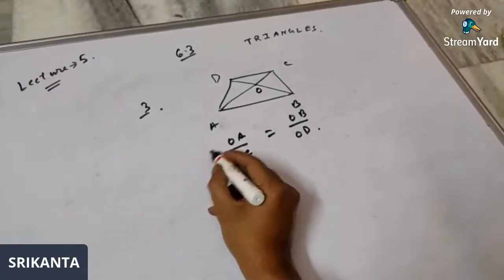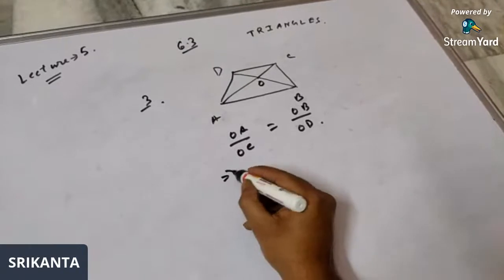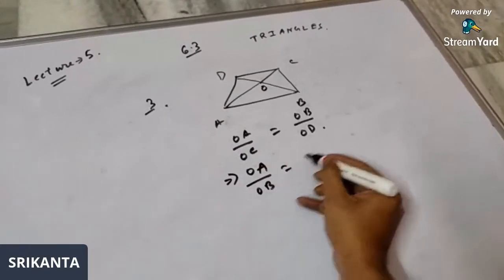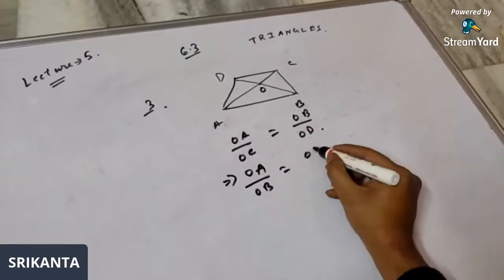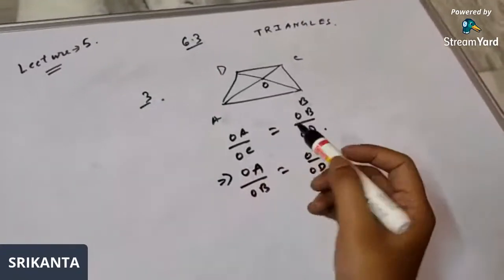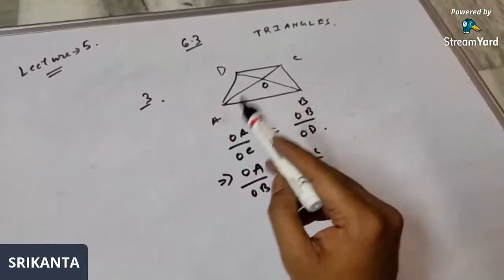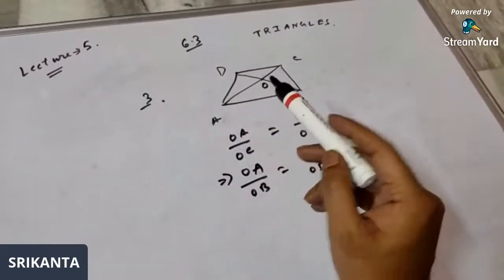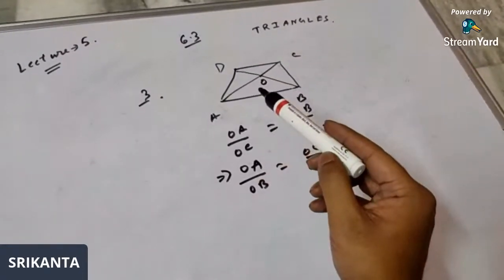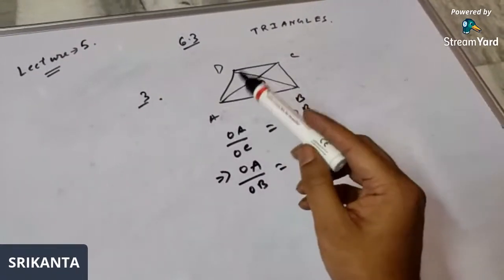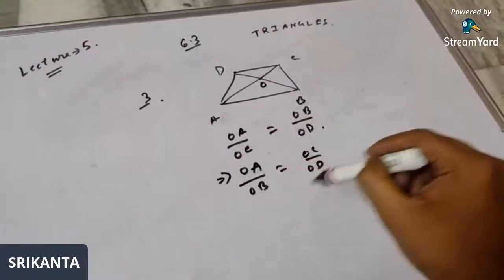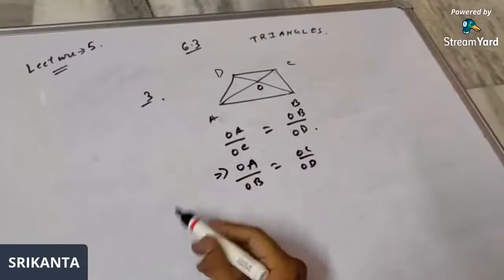As you can see, we can rearrange this to become AO by OB is equal to OC by OD. Just interchange this one. So AO and OB belong to triangle AOB, and OC and OD belong to triangle COD. If we can prove that triangle AOB is similar to triangle COD, then by using the similarity criterion, this will come. So let us prove.